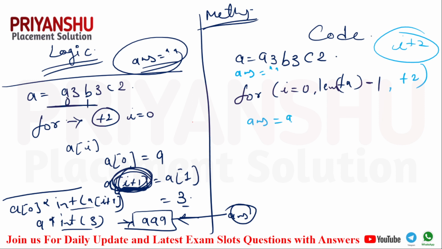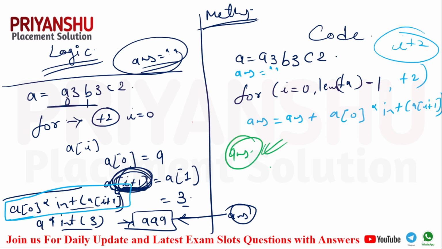Now answer equal to answer plus, same to same this statement I can write here, and I have already discussed this statement. So I am directly using this: a of i multiplied by int of a of i plus 1. Clear? Then after that, let me change the color, and here we got answer.